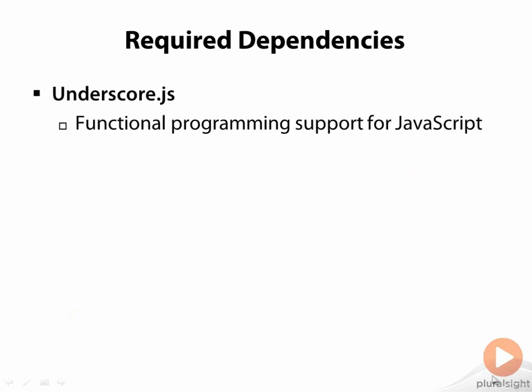Backbone has two required dependencies. Underscore.js is a library that provides functional programming support for JavaScript. Backbone provides many functions from underscore.js as methods on Backbone collections. Even when not using Backbone, underscore is a tremendously useful library.